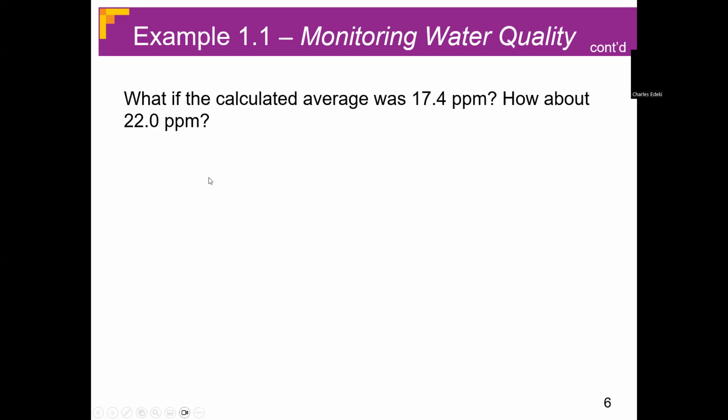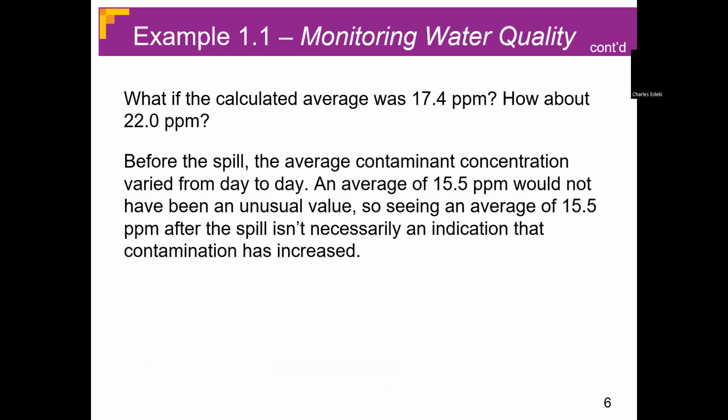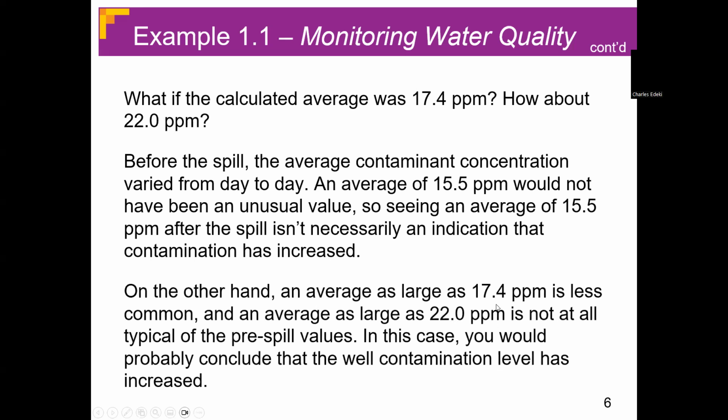So here we can ask, what if the calculated average was 17.4 ppm? How about 22.0 ppm? Before the spill, the average contaminant concentration varied from day to day. So an average of 15.5 ppm would not have been an unusual value. So seeing an average of 15.5 ppm after the spill isn't necessarily an indication that contamination has increased. On the other hand, an average as large as 17.4 ppm is less common, and an average as large as 22.0 ppm is not at all typical of the pre-spill values. So in this case, you would probably conclude that the well contamination level has increased.